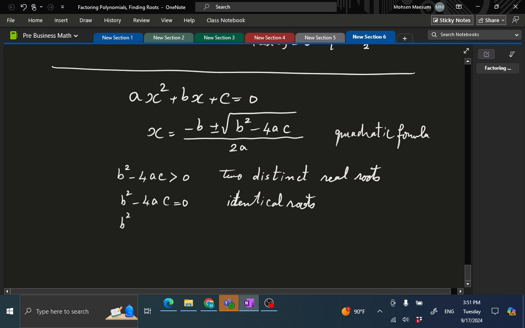And if b squared minus 4ac happens to be negative, we are taking the square root of a negative number. The result is something called a complex number, which we are not going to pursue right now. So that was the main result today.